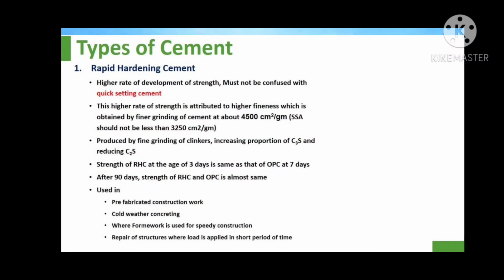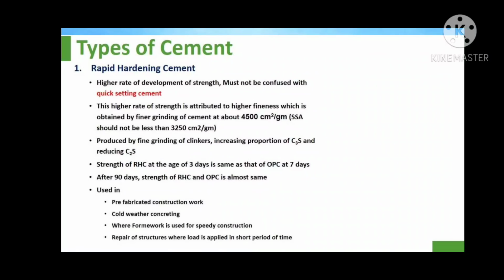First, rapid hardening cement. Higher rate of development of strength must not be confused with quick setting cement. This higher rate of strength is attributed to higher fineness, obtained by finer grinding of cement at about 4,500 cm² per gram, produced by fine grinding of clinker, increasing the proportion of C3S and reducing C2S. Strength of RSC at the age of 3 days is the same as that of OPC at 7 days. After 90 days, strength of RSC and OPC is almost the same.